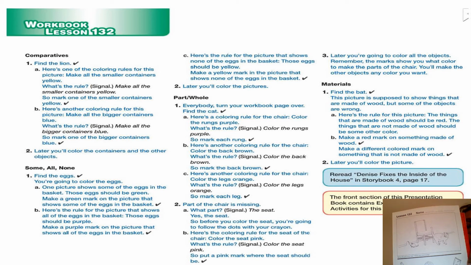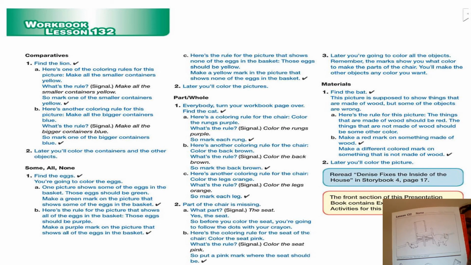Part of the chair is missing. What part? Yes, the seat. So before you color the seat, you're going to follow the dots with your pencil. Here's the coloring rule for the seat of the chair. Color the seat pink. What's the rule? So put a pink mark where the seat should be. Remember, we write P for pink.